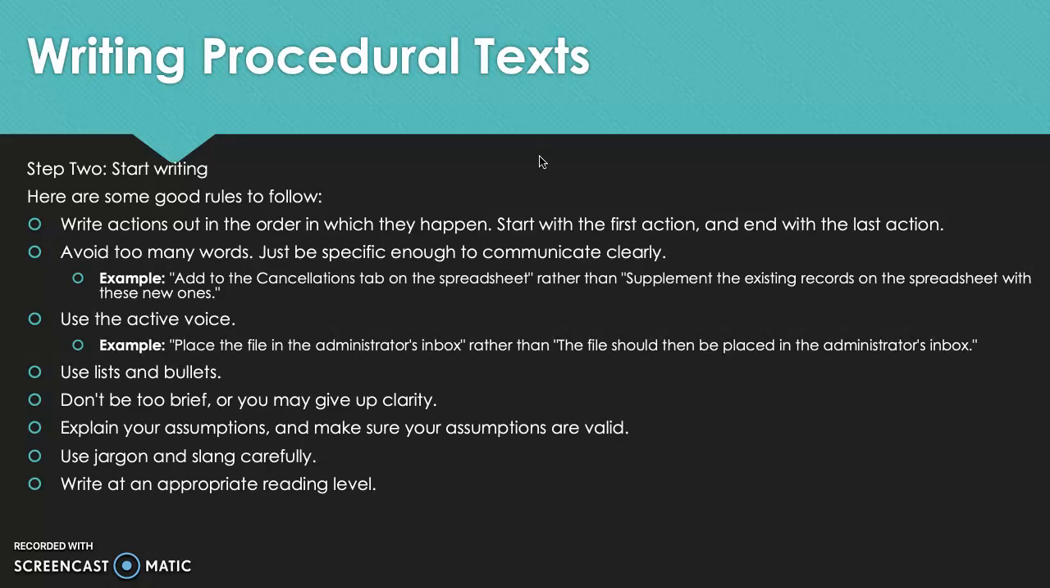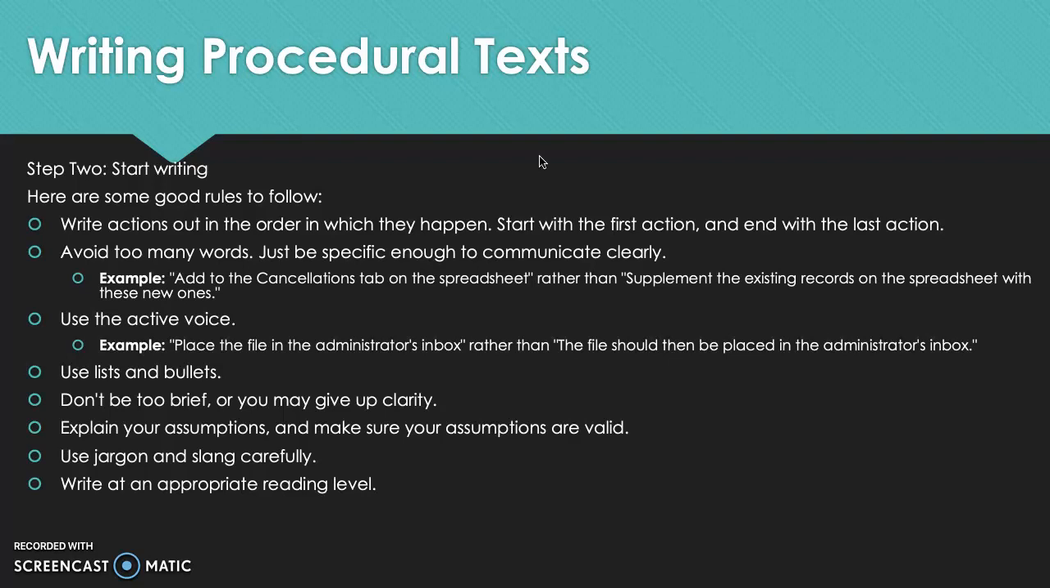Add to the cancellations tab on the spreadsheet rather than supplement the existing records on the spreadsheet with these new ones. You can see how that latter is way too wordy, and the first one is more direct and to the point. This is important, but use active voice. That means there should be a subject in the sentence, usually a person, doing the action instead of something being done to an object.